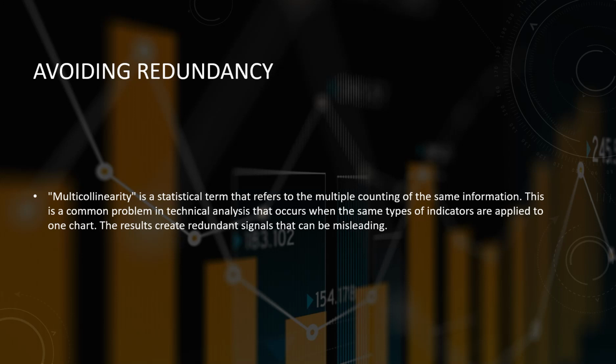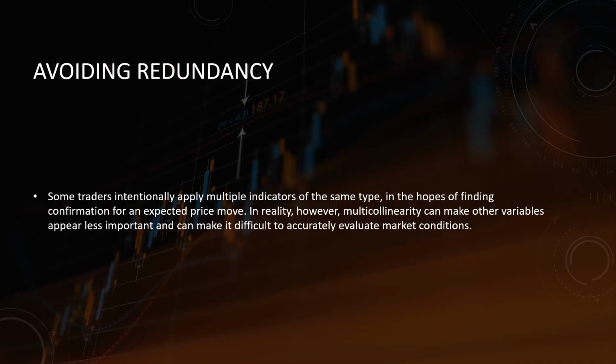How do you interpret it when you're using the same data the same way and getting the same results? This creates redundant signals that can be very misleading. Some traders intentionally apply multiple indicators of the same type in the hopes of finding confirmation for an expected price move. In reality, however, multicollinearity can make other variables appear less important and can make it difficult to accurately evaluate market conditions.